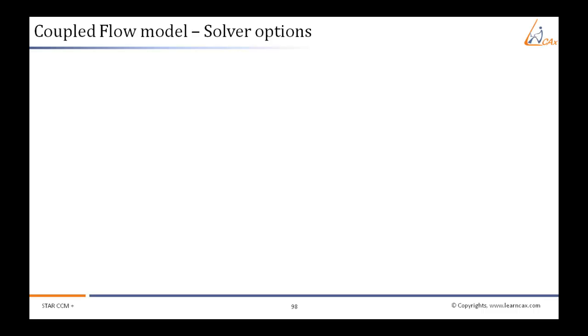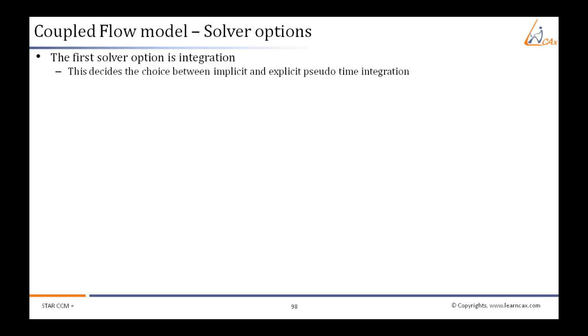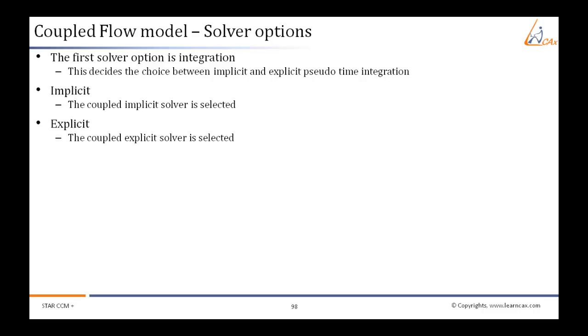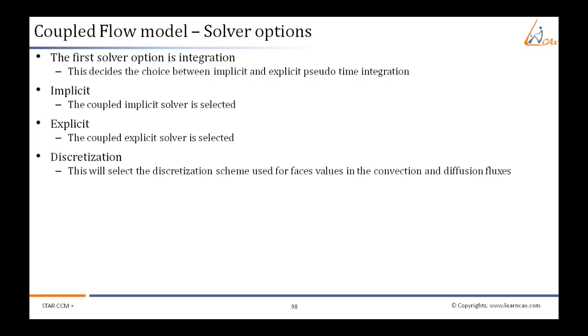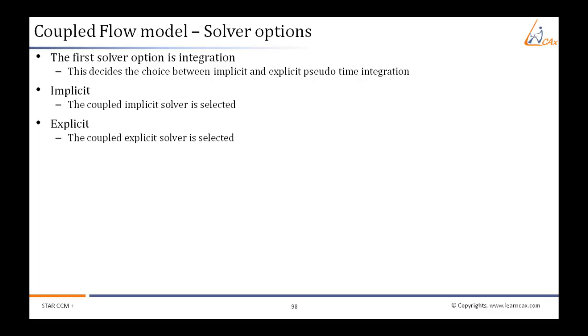Let us discuss various options with this model. First are the integration options. The model has two integration options, implicit and explicit pseudo-time integration. When we select the coupled implicit solver, the software adds a coupled implicit node to the solvers node with the option to set a CFL number ramp. If we select the explicit option, it will add a coupled explicit node to the solvers node with the option to set a CFL number ramp.